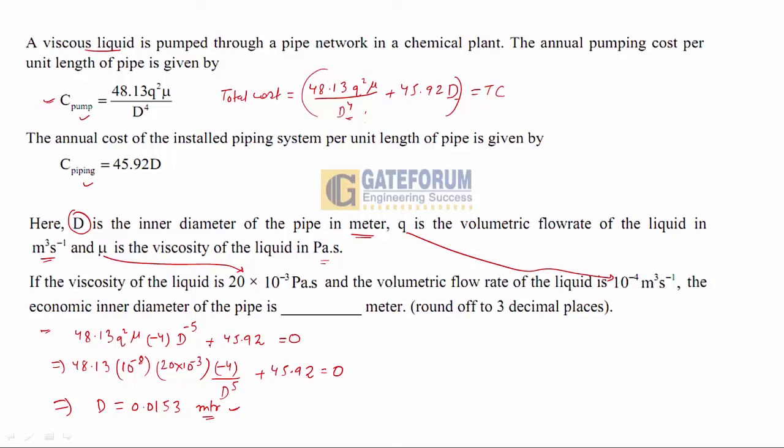Okay, so here just the differentiation, be a little bit careful, and the rest is easy. We are to report it rounded off to 3 decimal places. 0.015 is our answer.